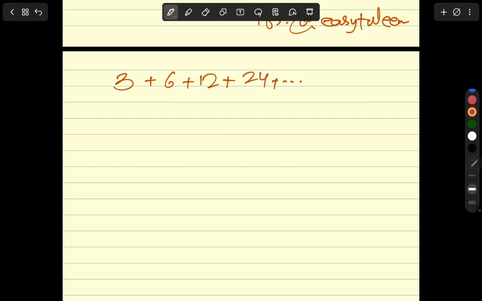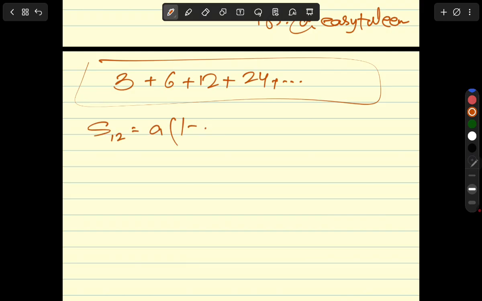And it's an infinite series, right? So for an infinite series like this, you cannot find the sum to infinity. Let's say if I ask you to find the sum of 12 terms, so you know the formula: a multiplied by 1 minus r to the power of n. In the sum formula, it's not n minus 1, it's just n, upon 1 minus r. Now your first term is 3. Your common ratio is 6 upon 3 or 12 upon 6, which is just 2. So 1 minus 2 to the power of 12 upon 1 minus 2, right?